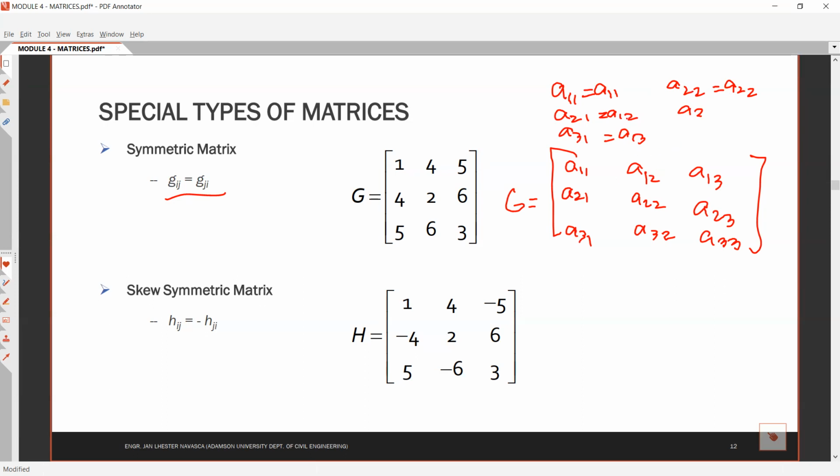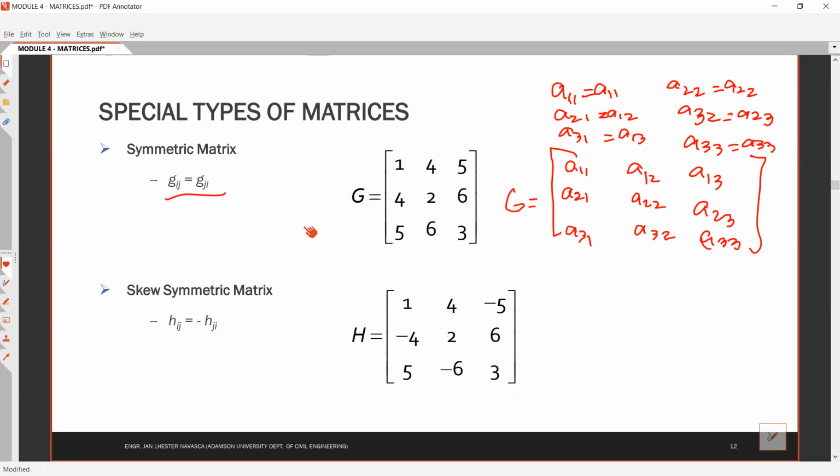A12 is equal to A21, A22, A3, A32, is equal to A23. And ano pa? This one. So, A33 is equal to A32. Okay? So kapag binaliktad mo lang yung M and N or yung I and J, they are the same. So, ganun yung nangyari dito.